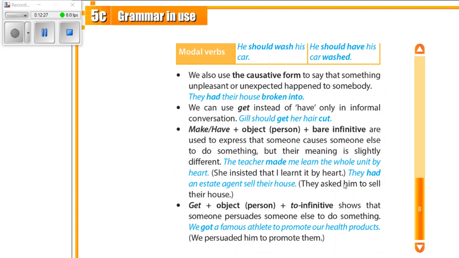The teacher made me learn the whole unit by heart. She insisted that I learn it by heart. They had an estate agent sell their house. They asked him to sell their house. Get plus object plus to infinitive shows that someone persuades someone else to do something. We got a famous athlete to promote our health products, so we persuaded him to promote them.